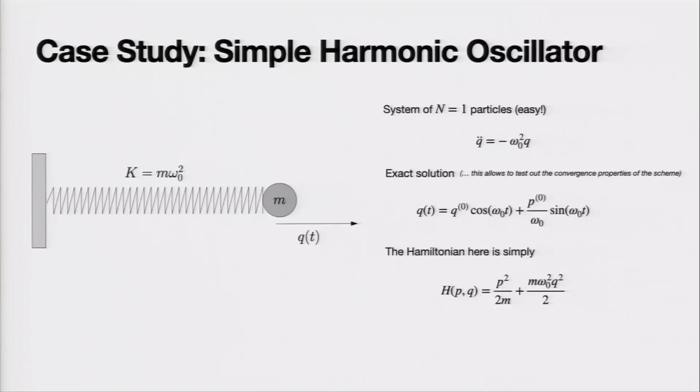And there are a lot of reasons why you want to use this system. Well, first of all, because it is really simple, and second of all, because there is a closed form solution. So you can always check the results of your numerical scheme against the closed form solution. So, well, this is super simple. We only have one particle, and the Hamiltonian in this case is just given by p squared divided by 2m plus m omega naught squared q squared divided by 2.